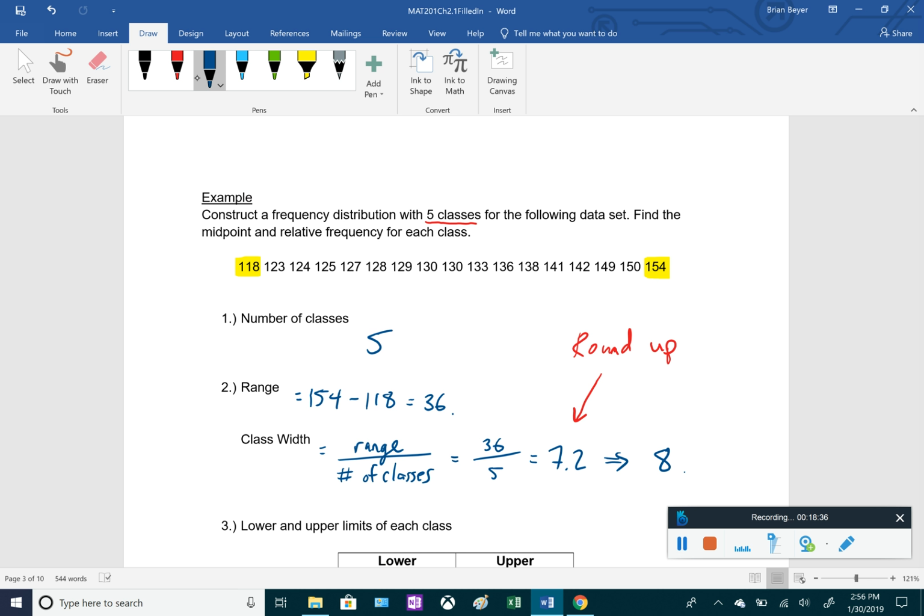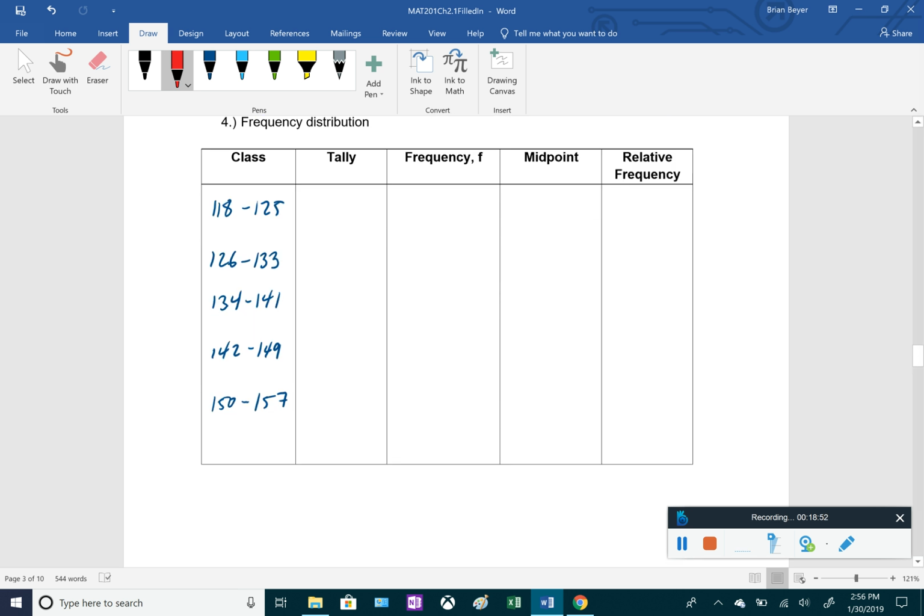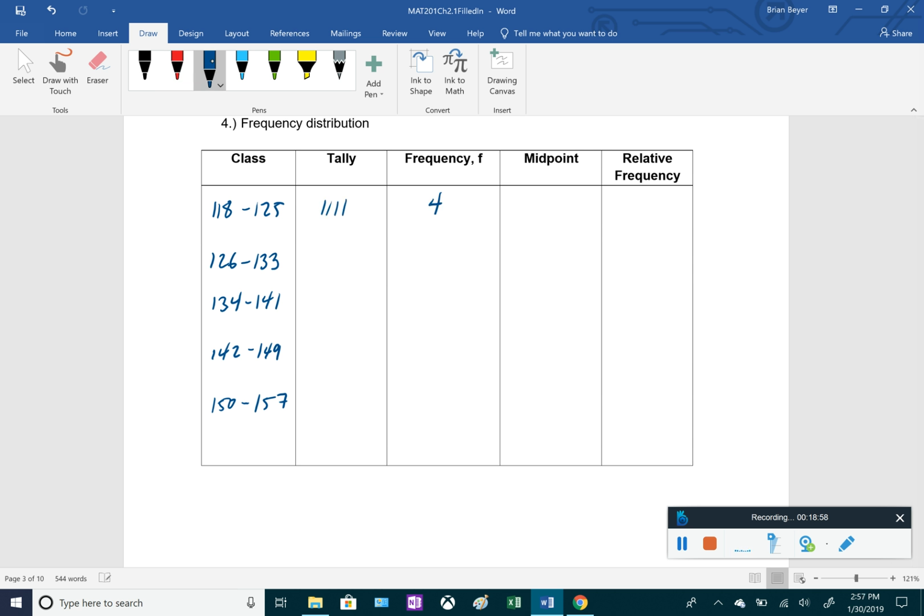So we go up to the data and we say 118 to 125. Here's 1, here's 2, here's 3, and here's 4. Just remember this is inclusive, so it's including the 118 and the 125. So we have 4. If you wanted to, you could tally it to maybe make it a little bit easier for yourself. So that's going to be a frequency of 4.